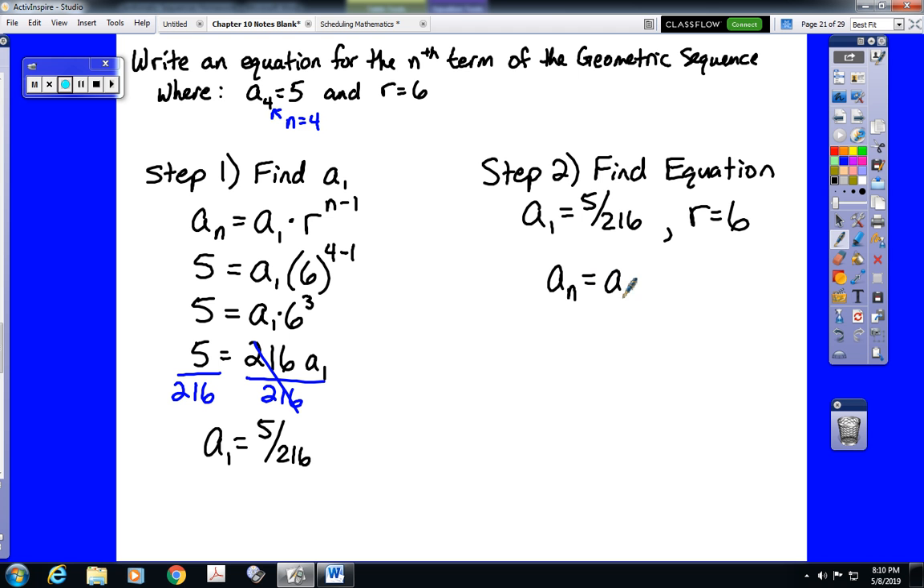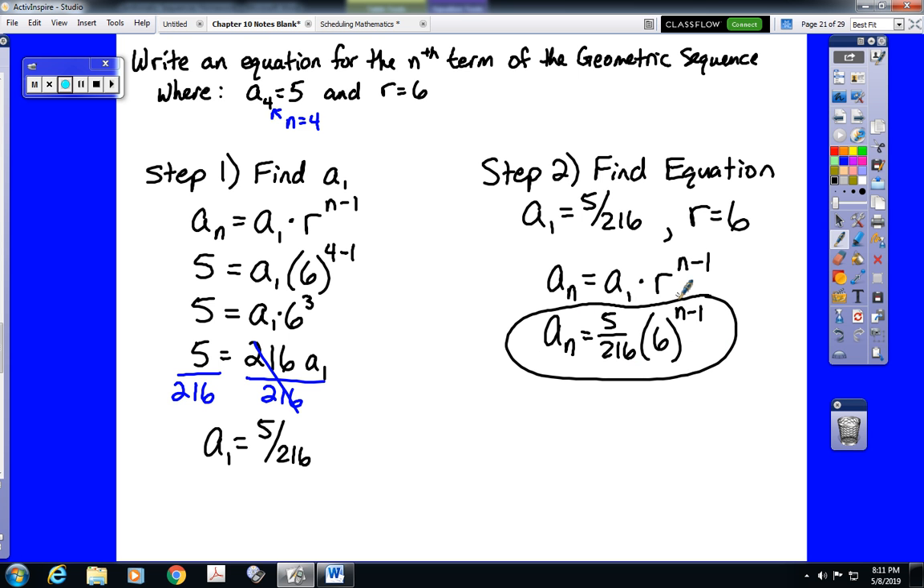So a sub n is a sub 1 times r to the n minus 1. We're leaving a sub n, we're leaving n. We're plugging in 5 over 216 and 6. So a sub n is 5 over 216 times 6 to the n minus 1 power. That is the equation. Next video will cover geometric mean.